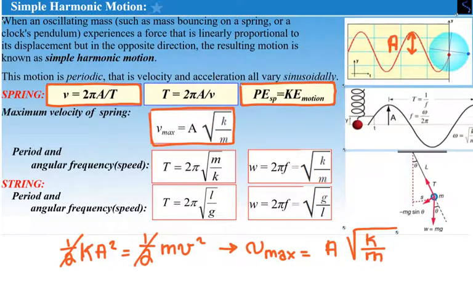This is not something that you haven't seen before. We used it in the conservation of energy, so you still can use this in this concept of periodic motion.